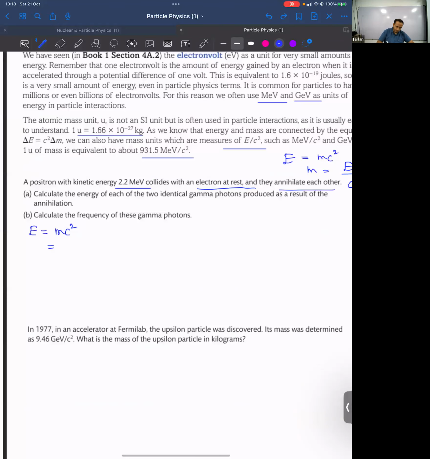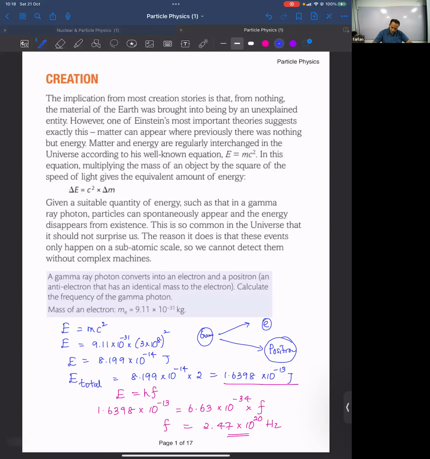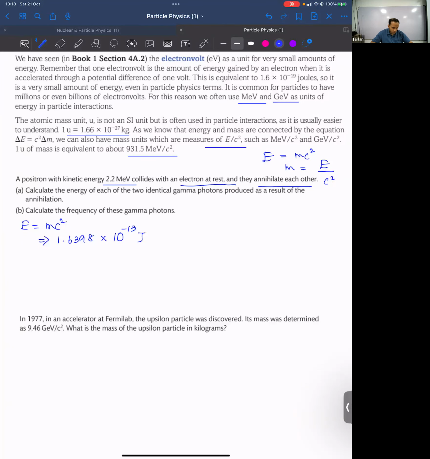1.6398 for both, into 10 to the power minus 13 joules. Correct? No, wait. This 1.6398 into 10 to the power minus 13 joules is the energy equivalent to the positron and the electron. If you use E equals mc square for the positron and the electron, and combine them together, this is the answer. This is the energy equivalent to the mass of the positron and electron.